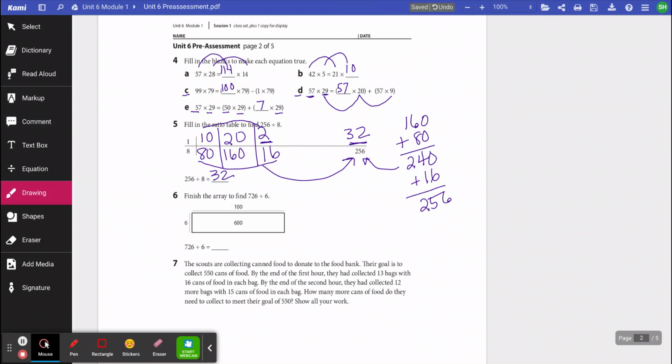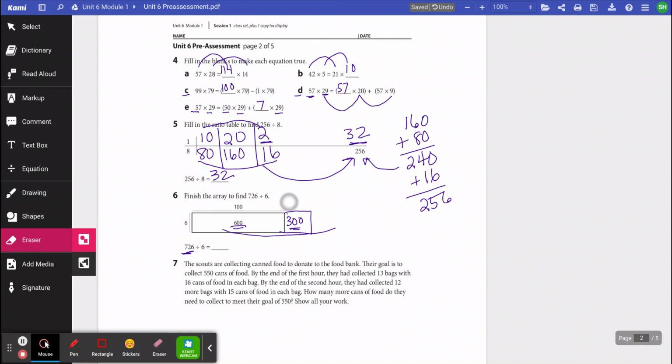Now on number 6, we have to finish the array. So far we have 600. We need to get all the way to 726. So we need to keep building on to this array and getting more numbers inside so that they will all together equal 726. So 100 times 6 was 600. We can't really do another 100 times 6 because that would be 600 plus 600 is 1200, and that's way more than 726. Now if we did 50 times 6 is 300, and then 600 and 300 is 900, so that's too much. That's too big of a jump.